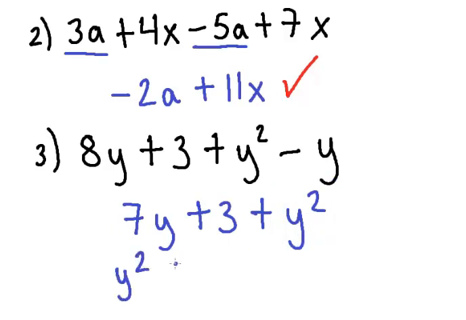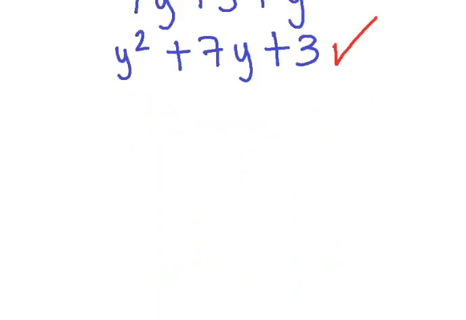Then we're going to put the ones that have only letters, plus 7y. At the end, we're going to put the ones that have no letter and are only numbers, plus 3. If I order them this way, that will look better, and that will be the way we're going to answer this particular exercise. Now, let's do another one.